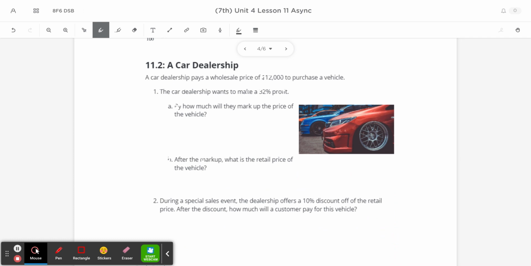11.2, a car dealership. A car dealership pays a wholesale price of $12,000 to purchase a vehicle. A car dealership wants to make a 32% profit. By how much will they mark up the price of the vehicle? After the markup, what's the retail price of the vehicle?